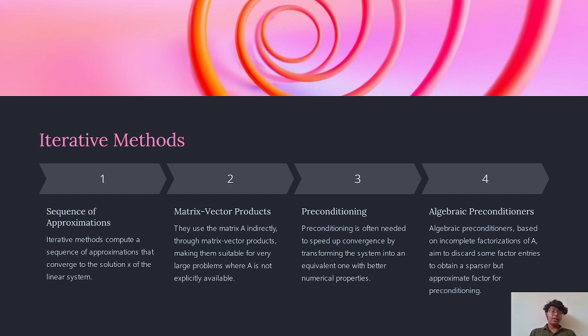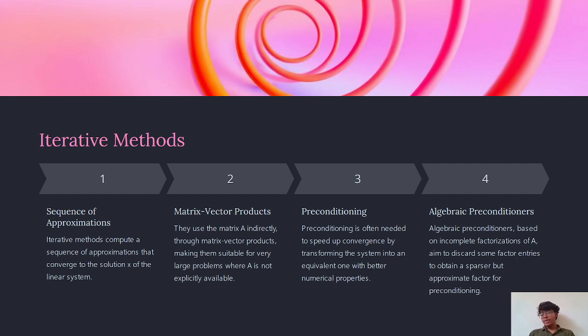The first would include sequence of approximation. Iterative methods compute a sequence of approximation that converge to the solution x of the linear system matrix vector product. They use the matrix A indirectly through matrix vector product, making them very suitable for very large problems where A is not explicitly available. Preconditioning is often needed to speed up the convergence by transforming the system into an equivalent one of the better numerical properties.